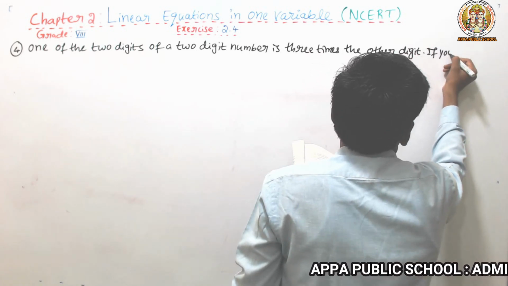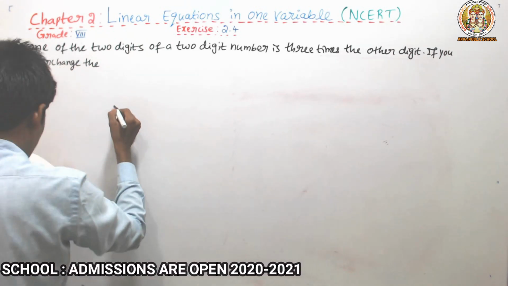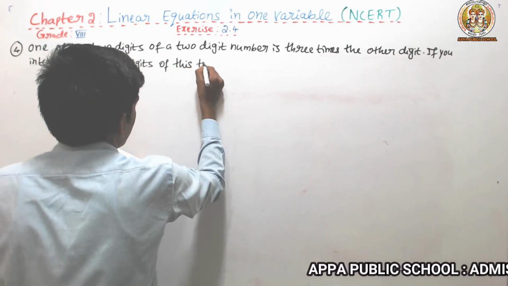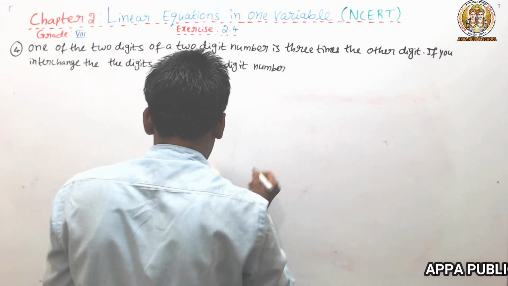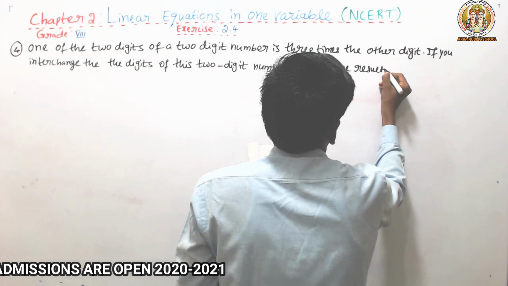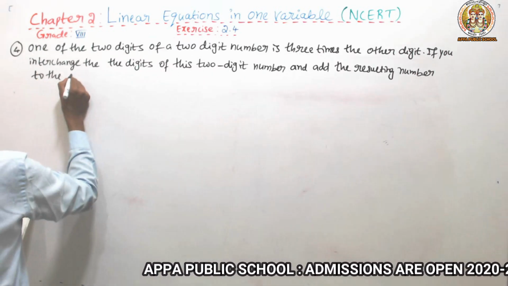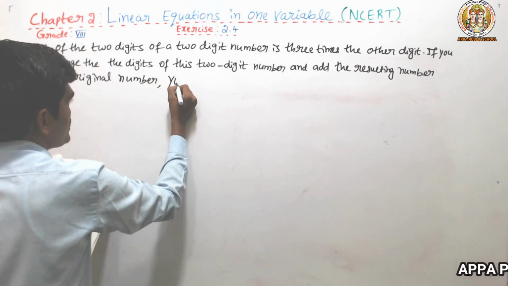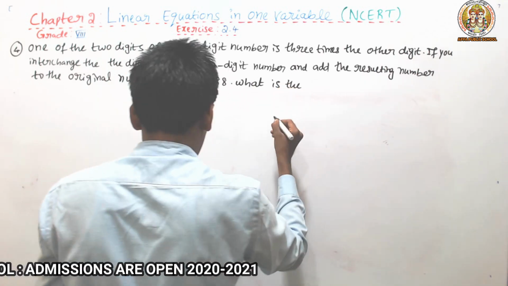If you interchange the digits of this 2-digit number and add the resulting number to the original number, you get 88. What is the original number?